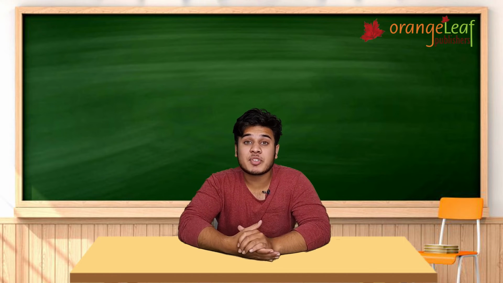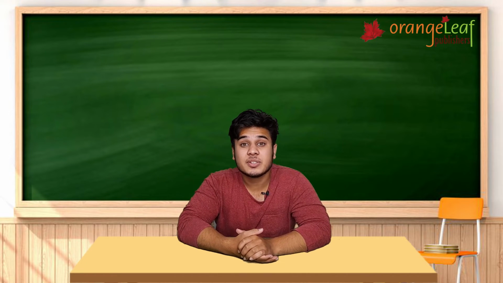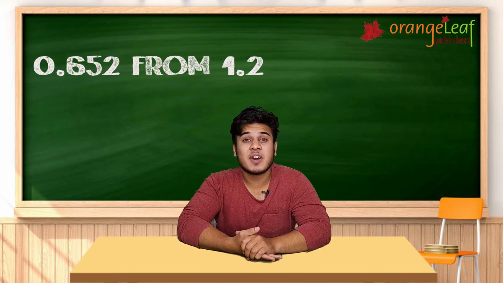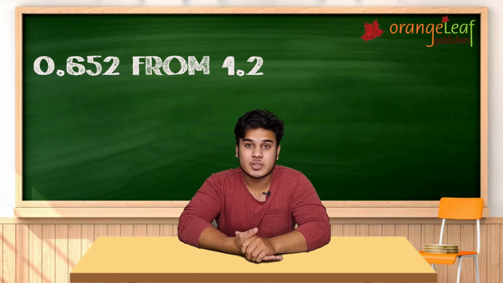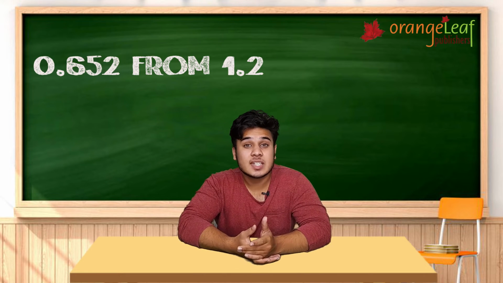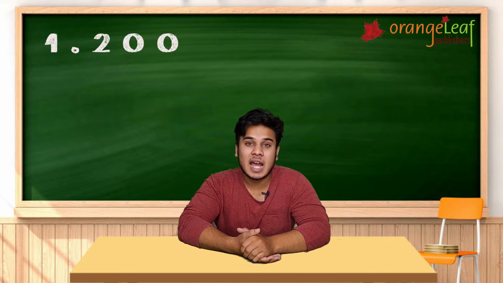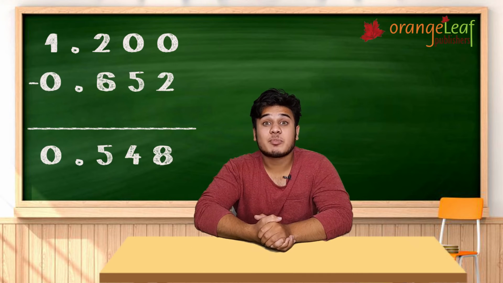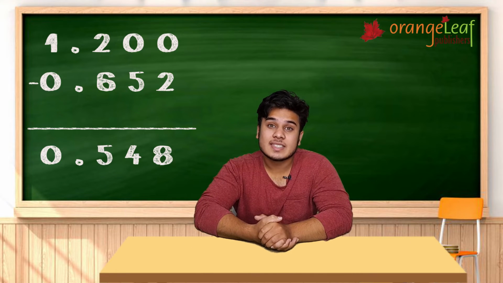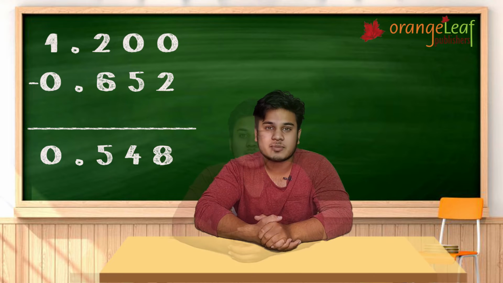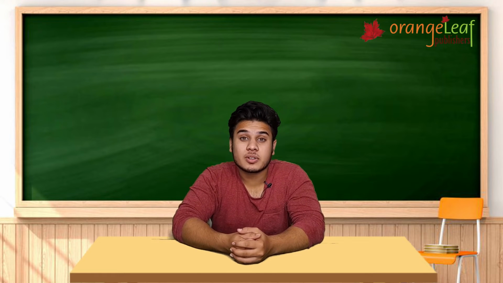So here is an example for subtraction. We need to subtract 0.652 from 1.2. The first step would be to make 1.2 a like decimal number by adding 2 zeros after 2. After subtracting, we get 0.548. So, I hope you understood that.